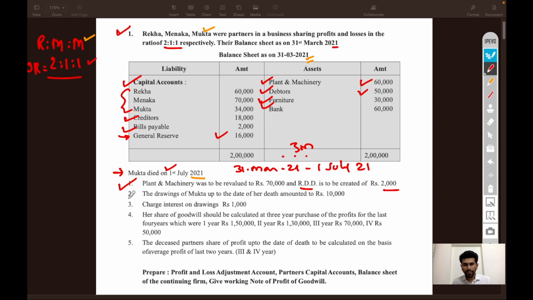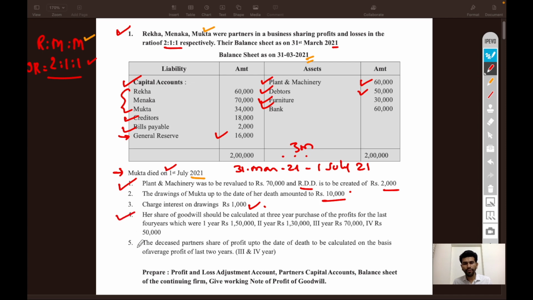The drawings of Mukta up to the date of her death amounted to 10,000 rupees. Charge interest on drawings 1,000 rupees. So both amounts will come on the debit side of the partner's capital account.